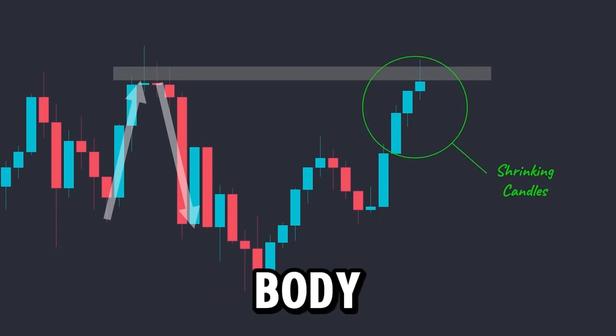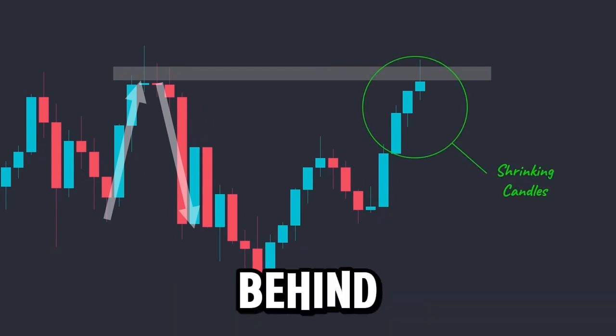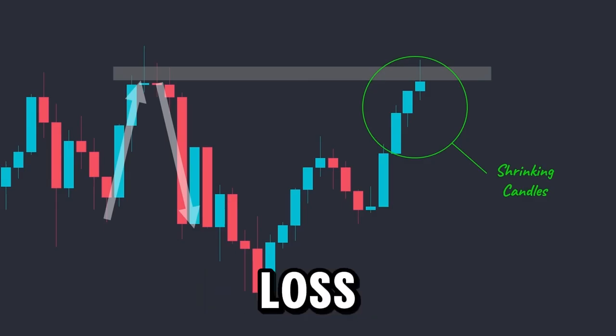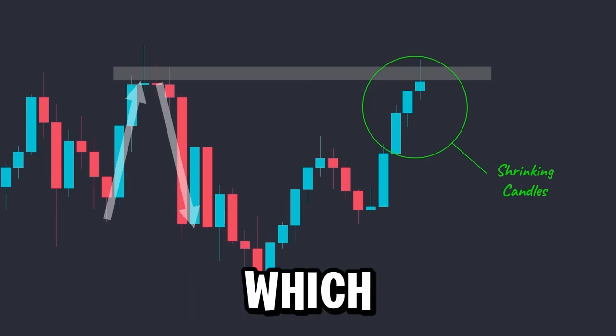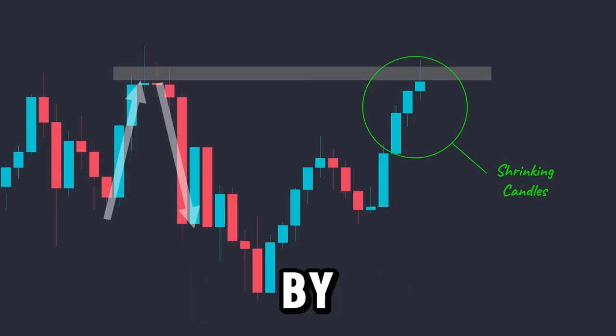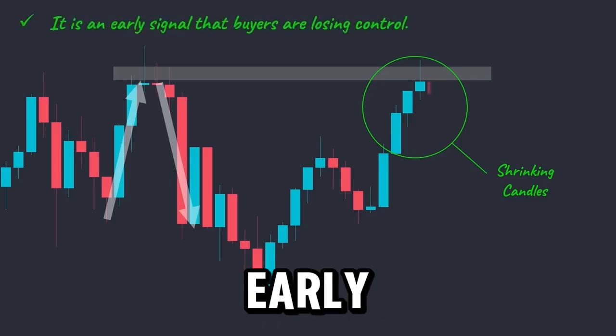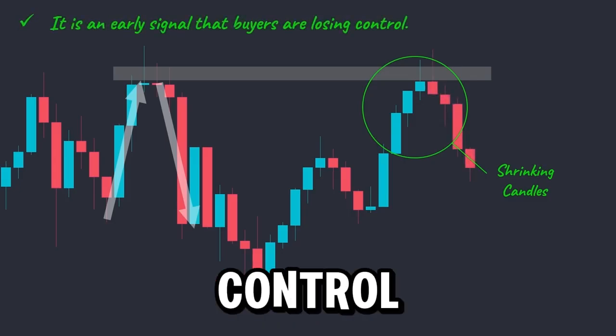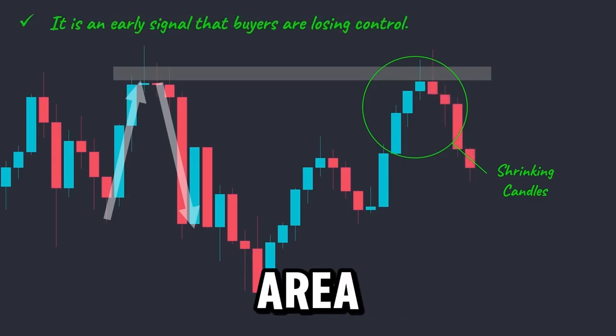Here we have a key level of resistance. Notice how the candle's body gets smaller as the price approaches this level. The psychology behind the shrinking candles is that it shows the loss of momentum from the buyers, which results in a smaller distance pushed by the price. It is an early signal that buyers are losing control, and prices might reverse from the area.